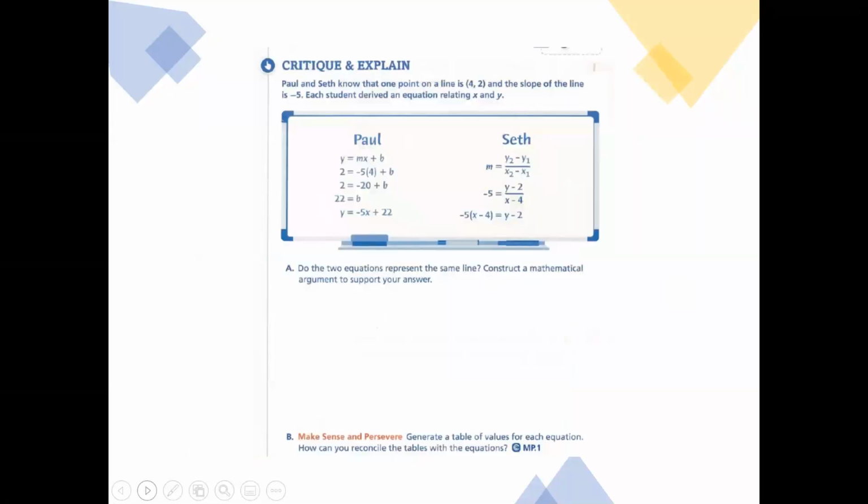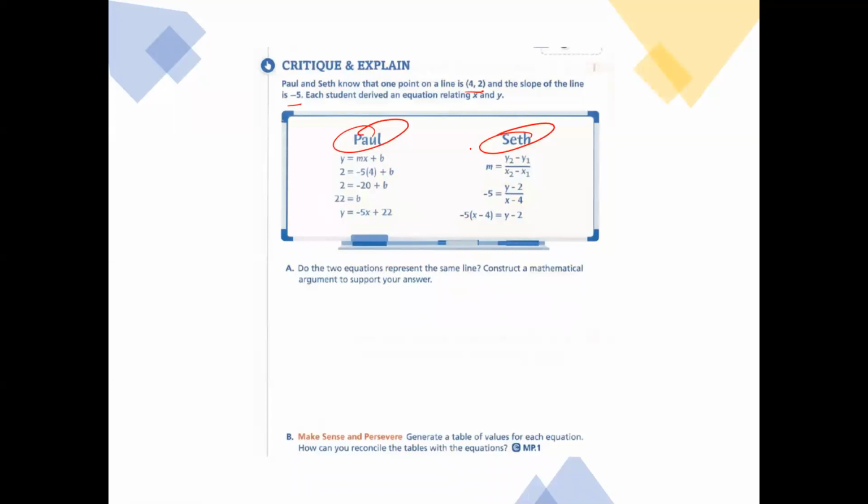All right, before we go ahead and get started, I want you guys to do a little bit of self-reflection. It says, Paul and Seth know that one point on the line is (4, 2), and the slope of the line is -5. Each student derived an equation relating x and y. So here is Paul and here is Seth.